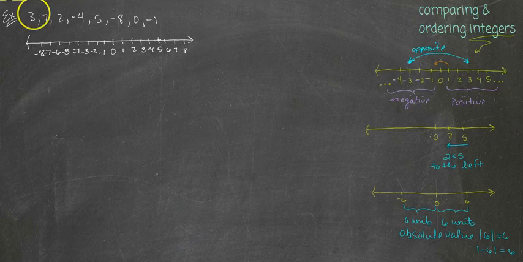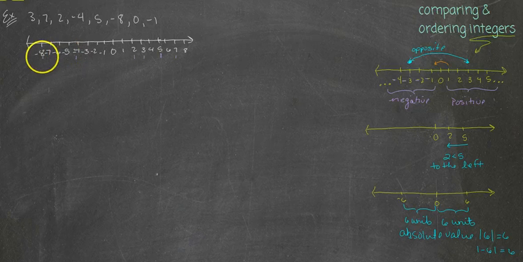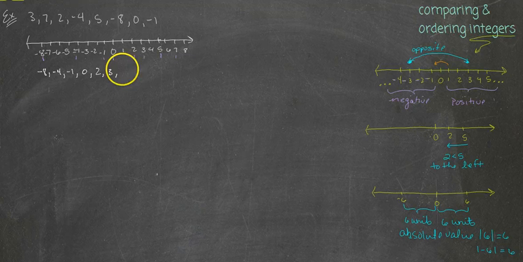So now all that's left to do is mark all of the numbers in our list. So 3 is in our list, 7 is in our list, 2, -4, 5, -8, 0, and -1. So to write these in order from least to greatest, I just start at the left-hand side and I write -8, -4, -1, 0, 2, 3, 5, and then 7.